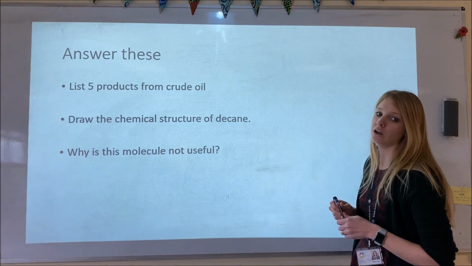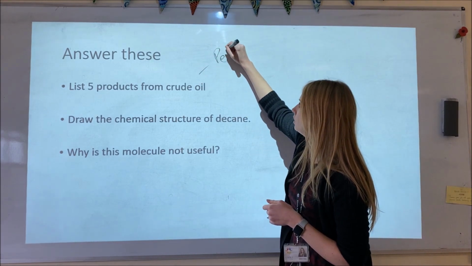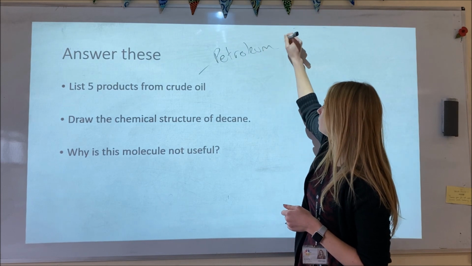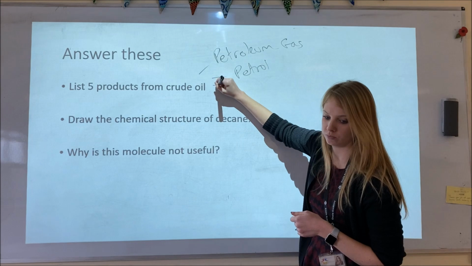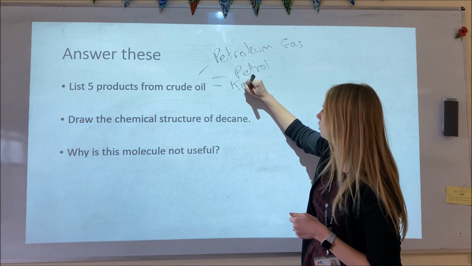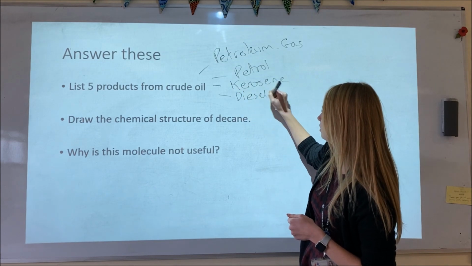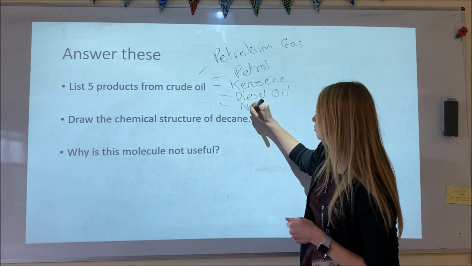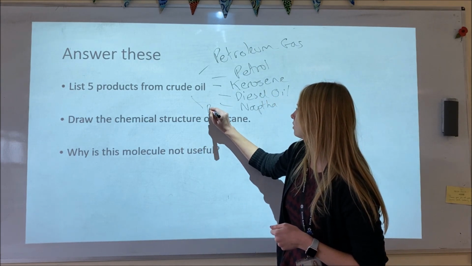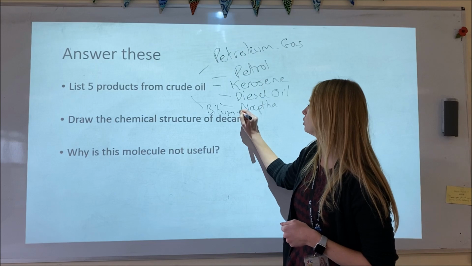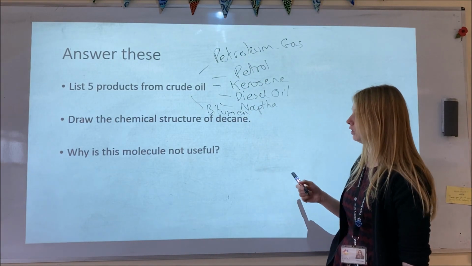So, 5 products from crude oil. You could have had petroleum gas, petrol, kerosene, diesel oil, naphtha, and bitumen, or residue, you might have called it, and that's fine.